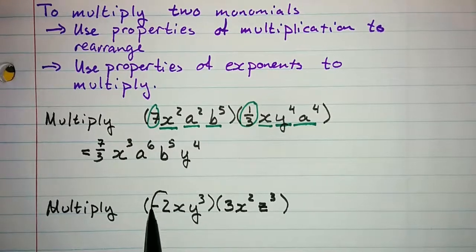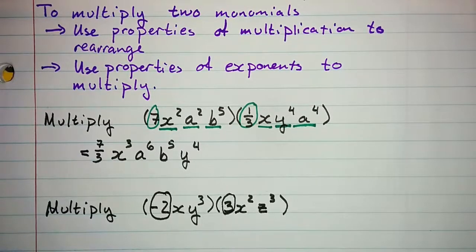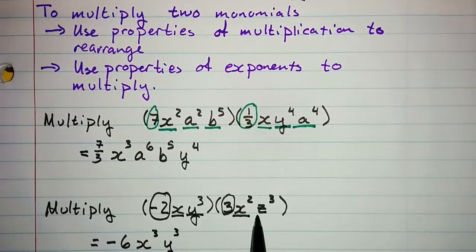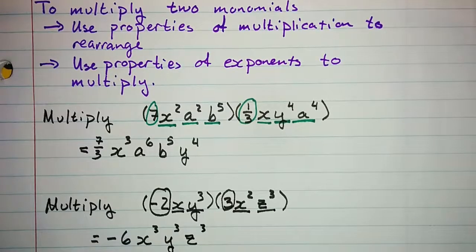Alright, well, I'll multiply my coefficients. -2 times +3 will be -6. I'll multiply x to the 1st times x squared. That's going to be x cubed. Y cubed is my only y factor, so I have y cubed. Z cubed is my only z factor, so I'll have z cubed. And that's it. This is the product of these 2 monomials.